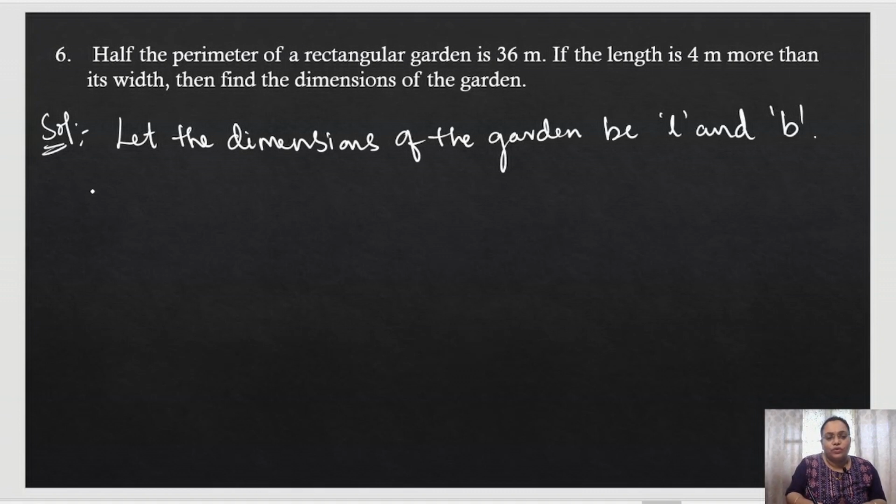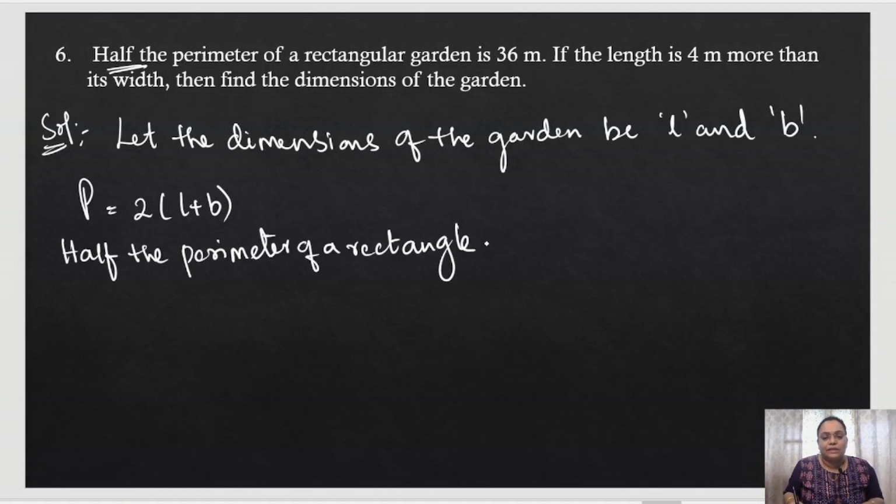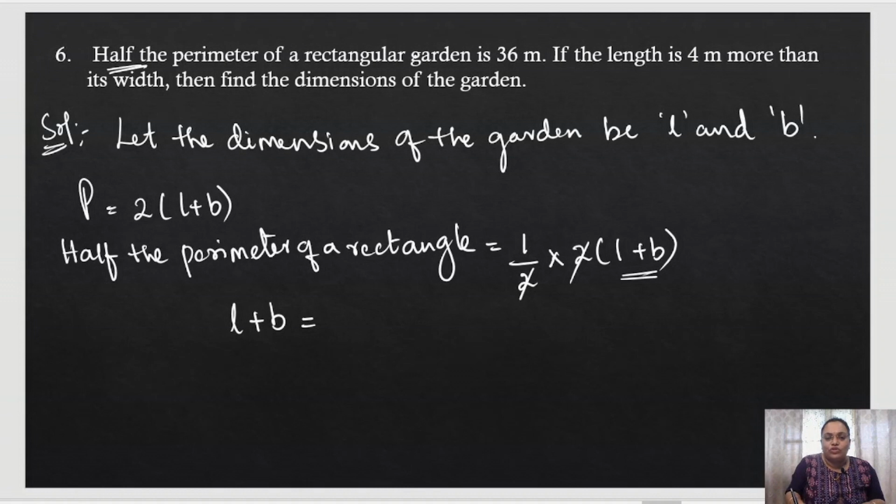Okay. So, we know that the perimeter of a rectangle is 2 into L plus B. So if we want to find half the perimeter of a rectangular garden, it will be half into 2 into L plus B. Okay, 2 and 2 will get cancelled, so you will have only L plus B. So L plus B is equal to half the perimeter, which is 36 meters. So this is our equation number 1.